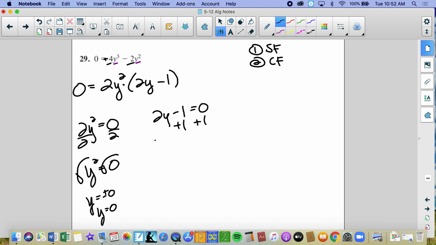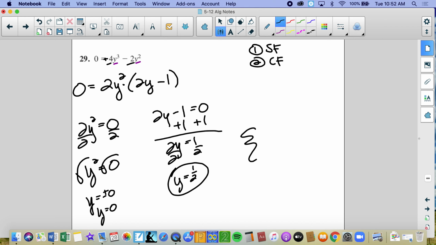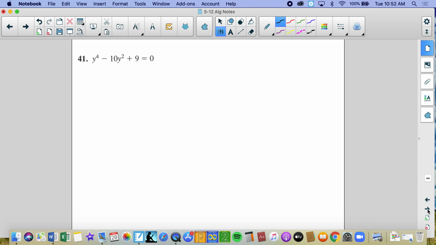Let's look at the other one. We're going to add 1, divide by 2, y equals 1/2. So my solutions are 0 and 1/2. Done. Love it. That's a good challenging one. Whoa. So we see this is y to the fourth. We see there's three terms. Ooh, right? So let's go through.